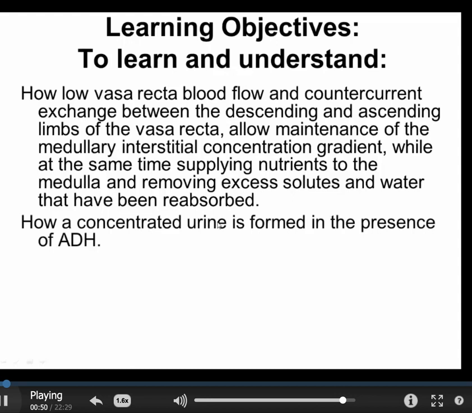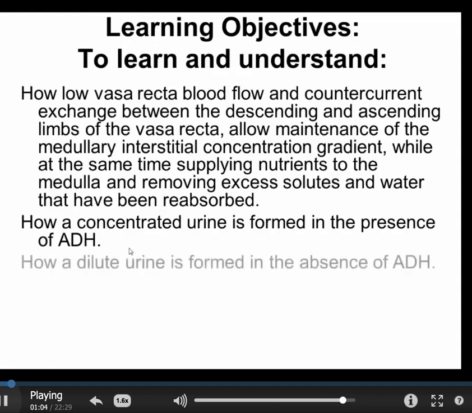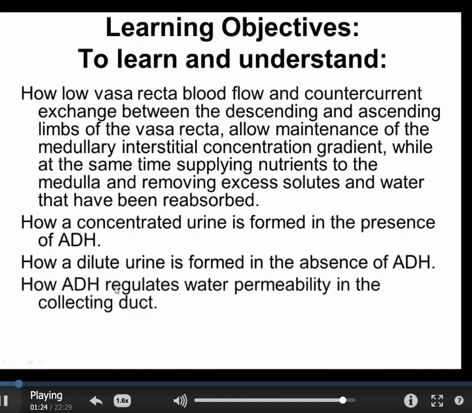We will then take a walk through the tubule based on everything that we've discussed so far and see how, in the presence of antidiuretic hormone, a concentrated urine is generated. We'll also look at how a dilute urine is formed in the absence of ADH. And it's important to note that in both cases, the fluid arriving in the beginning of the collecting duct is going to be dilute relative to plasma.